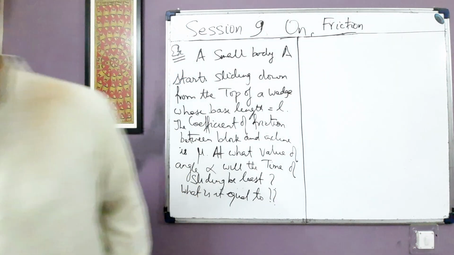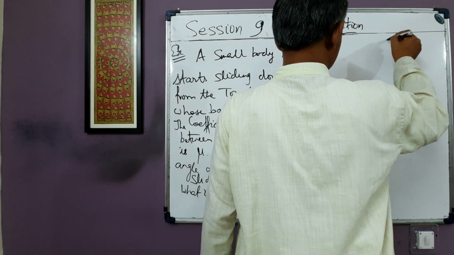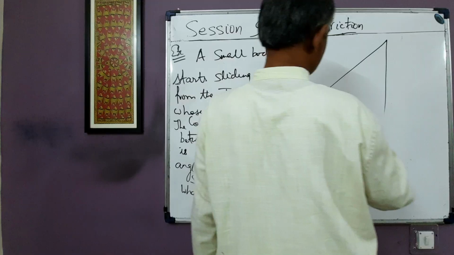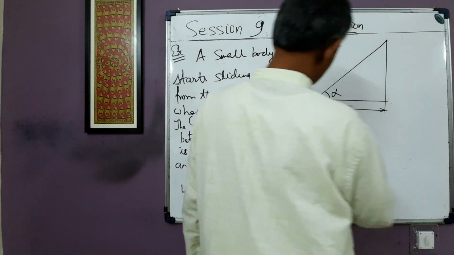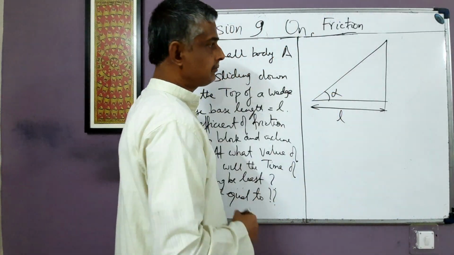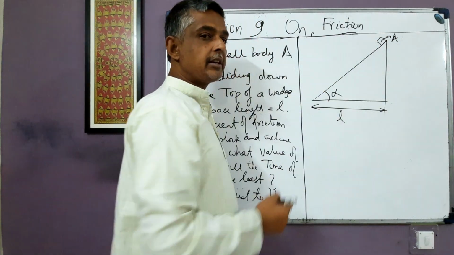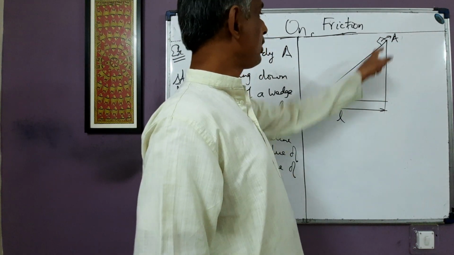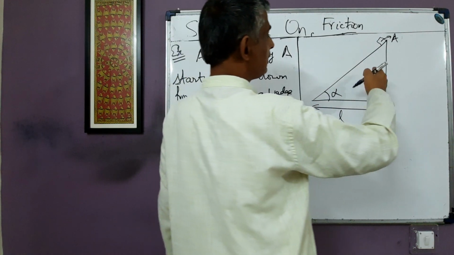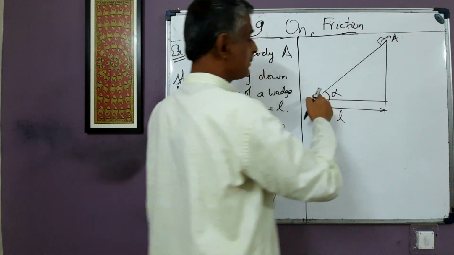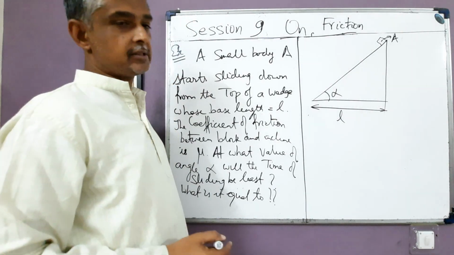So now I'll draw the diagram of the situation. See, this is the inclined plane. This makes an angle of alpha with the horizontal. L is the horizontal base length of the incline. The small block A begins to slide from the top of the incline, and the friction coefficient between block and the incline is mu. Now the question is, for what value of alpha will the time taken by block A to move from here to here be minimum, and what is that minimum time equal to? So two things we have been asked.